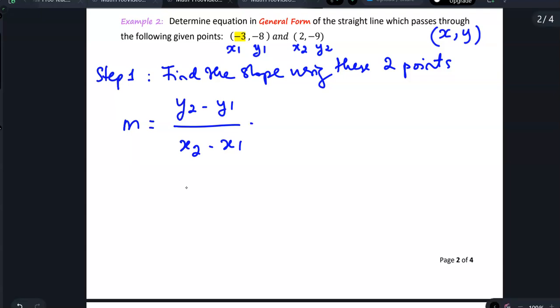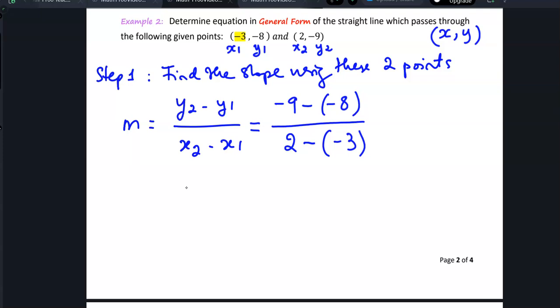So I will substitute into this equation, given that. Right here I have minus 9, minus, don't forget I minus the minus 8, so I put that in the bracket. So x2 is 2, minus minus 3, I put it in the bracket. Here we need to perform our algebra correctly. Negative, negative gives me a positive, negative, negative will give me a positive.